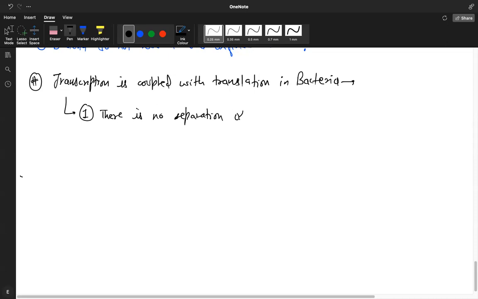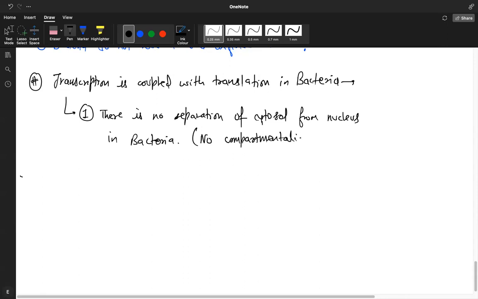There is no separation of cytosol. Cytosol is also known as cytoplasm, right? In other words, you can write there is no nuclear membrane. In other words, you can write the nucleus is not well defined. In other words, you can write there is no compartmentalization in a bacterial cell. So this word often comes: no compartmentalization. No compartments are there in a bacterial cell.